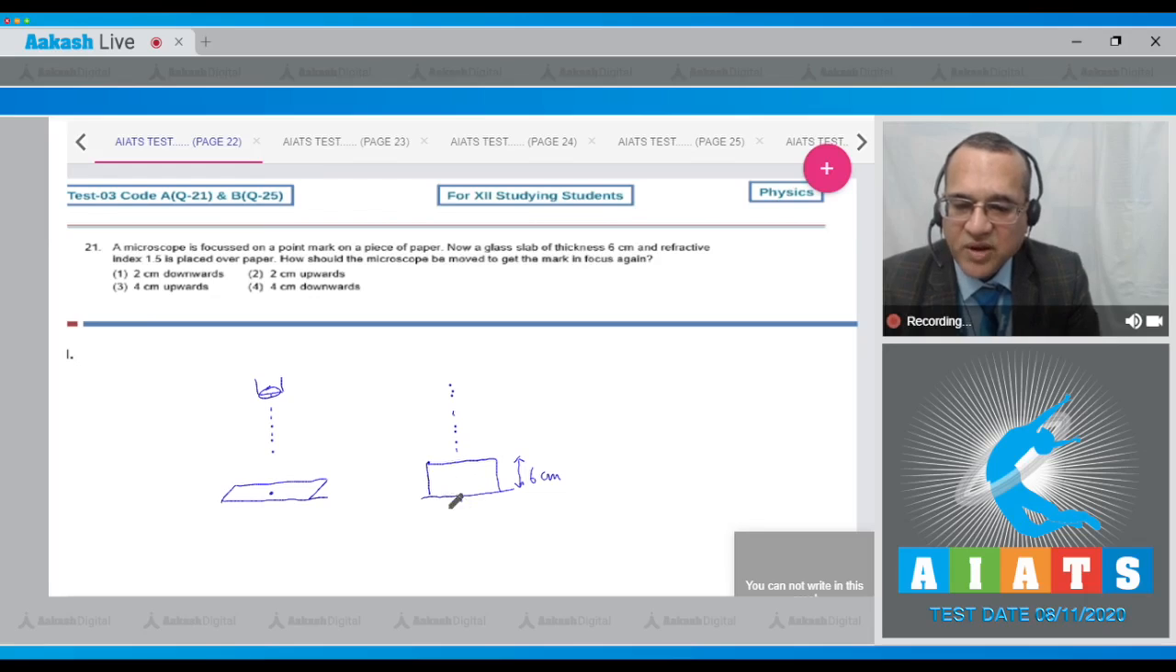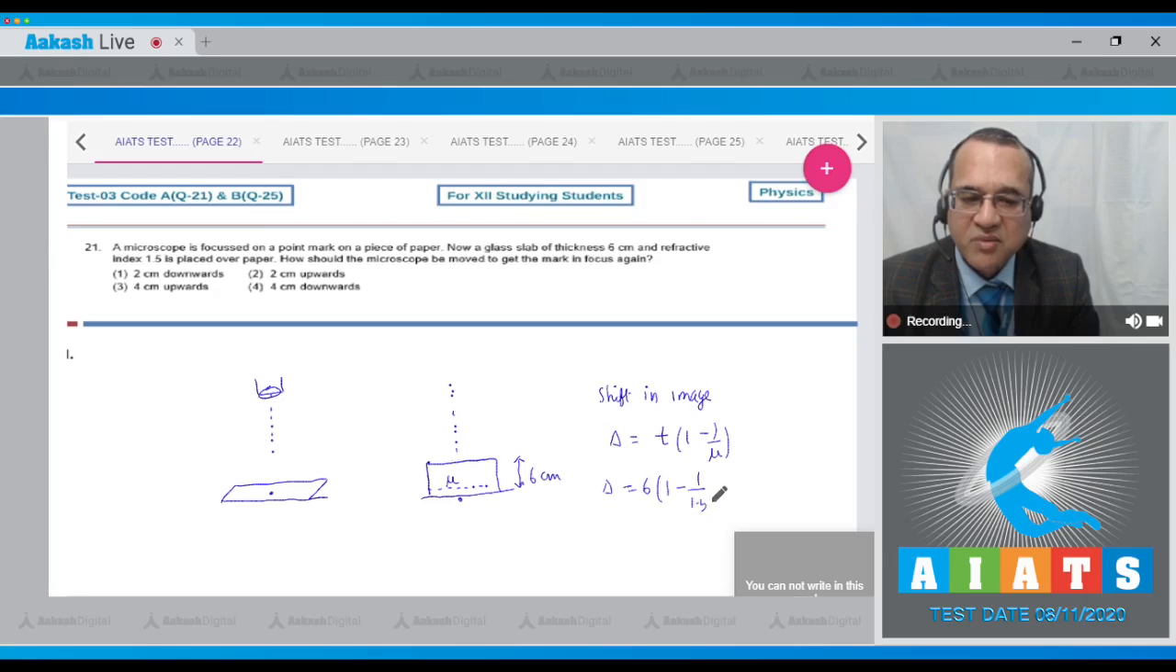Now what happens when it is seen through the slab? There is a shift in the image position. The object image becomes raised, and what is the shift? That is equal to t(1 - 1/μ). Now what is μ? The μ is the refractive index of the glass, so the image will shift up by a certain distance. The shift is t, the thickness of this glass, which is given as 6, times (1 - 1/1.5), since the refractive index is 1.5. This equals 6 times (1 - 2/3), and that comes to be 2 cm.